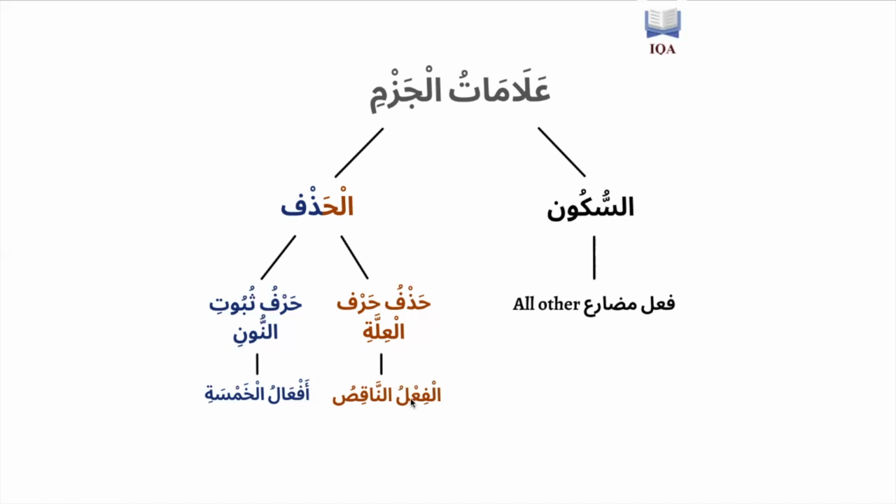The second sign, the secondary sign, if you will, of al-jazm is hadfu harf al-'illah, the dropping of the weak letter. The dropping of the weak letter. And this is a sign for al-jazm in the fi'l al-naqis. The fi'l al-naqis, which are the verbs that we're talking about right now, the sign of it being majzumun is not going to be the original sign, which is the sukoon, but rather it's going to be the dropping of not the thubut nun, but the dropping of the weak letter at the end of it.